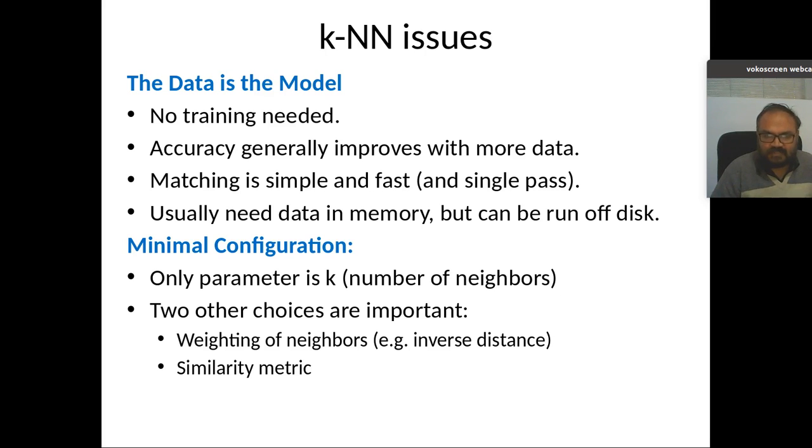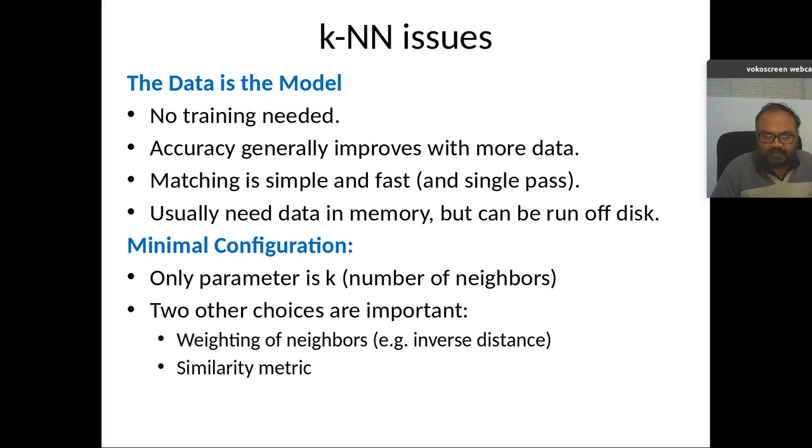The only configuration that we need is usually a parameter k, which is the number of neighbors we are going to use. And two other choices are also important. Weighting of neighbors. For example, instead of providing an equal chance of voting to each neighbor, we can assign a weight to the neighbor based on its distance from the query item. So among the nearest neighbors, the nearest would have more weightage. For example, you can use the inverse of the distance as the weight of the neighbor.